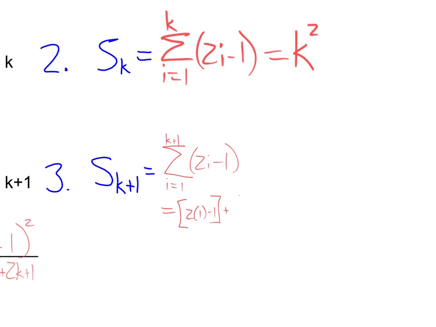Then we let i equal 2, so it's 2 times 2 minus 1. Then we let i equal 3, 2 times 3 minus 1. And then I'm going to put a little dot, dot, dot, and I'm going to skip all the way to k. So it's 2 times k minus 1. And then the last term will be 2 times k plus 1 minus 1.